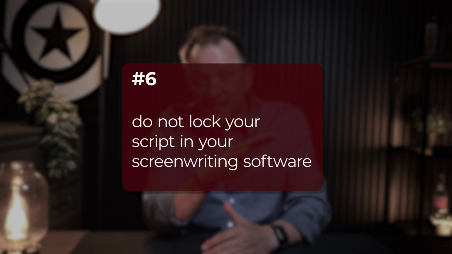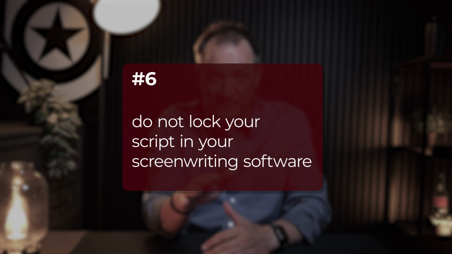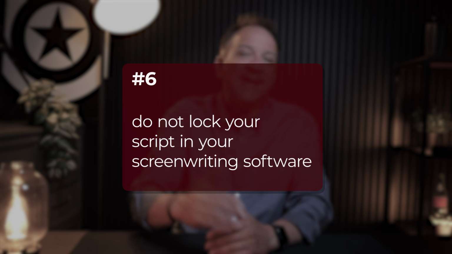Number 6, this is related to format, but do not lock your script in your screenwriting software. When you do this, it adds scene numbers into your script. And that is something that happens once your script goes into production. Not before. When a reader sees them, they know you're an amateur and that you don't know the difference between a draft that's meant to be read and a draft that's meant to be shot. Just don't number your scenes.